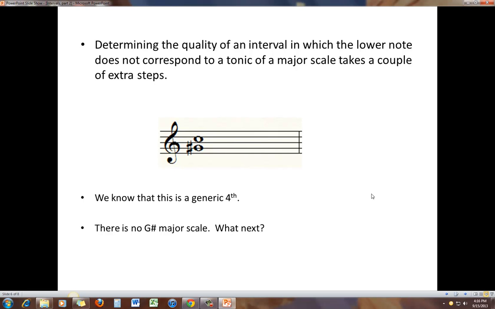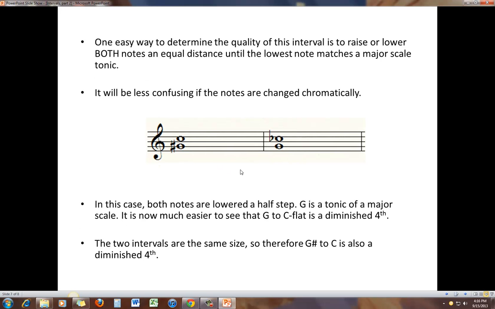Determining the quality of an interval in which the lower note does not correspond to a tonic of a major scale by using the major scale method is going to take a couple of extra steps. The first thing you want to think about is from G sharp to C, we generically have a fourth. But the problem is there is no such thing as a G sharp minor scale, so we need to make some adjustments to help us figure this out.